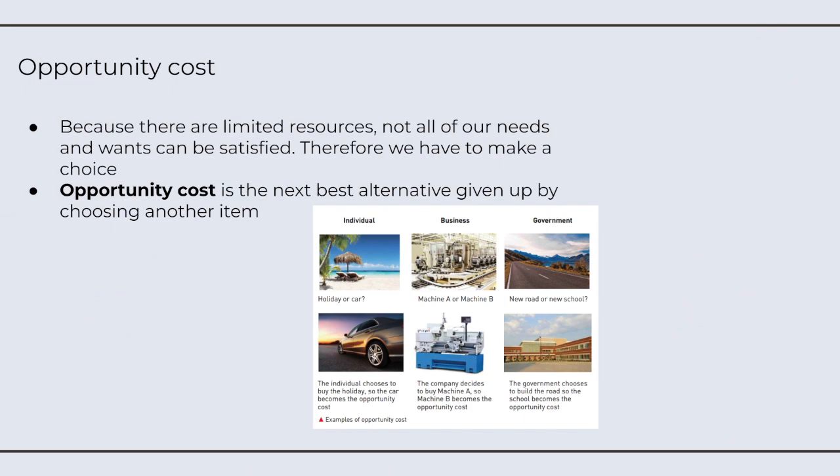There's an example from a textbook. For example, for an individual, you have to choose between holiday or car. For a business, you might choose machine A or machine B. And for government, you might choose a new road or a new school. And whatever the other option is, it becomes the opportunity cost. So for example, if you choose a holiday, the car will become an opportunity cost, and vice versa. And the same for business and government.